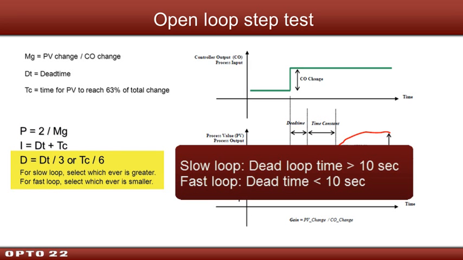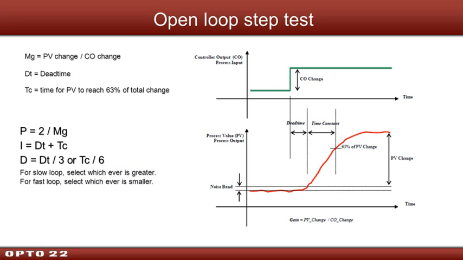Slow loops are generally any dead loop time of 10 seconds or greater is considered a slow loop. 10 seconds or less is considered a fast loop. So you would select whichever of those is appropriate for your dead loop time of your process. Again, it all gets back to knowing your process.